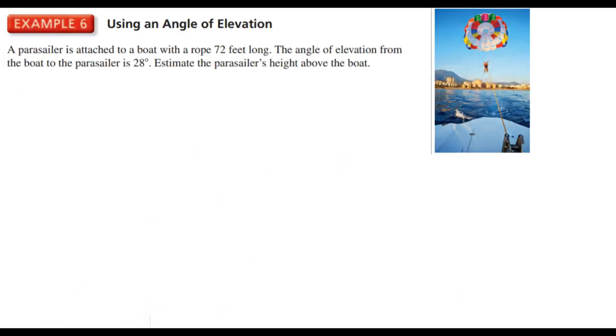Okay, so moving on. So using an angle of elevation, a parasailer is attached to a boat with a rope 72 feet long. The angle of elevation from the boat to the parasailer is 28 degrees. Estimate the parasailer's height above the boat. So this is the problem. So we have there the parasailer. This is the boat. So we're talking about here angle of elevation, because you are looking upwards because the boat is your reference point.